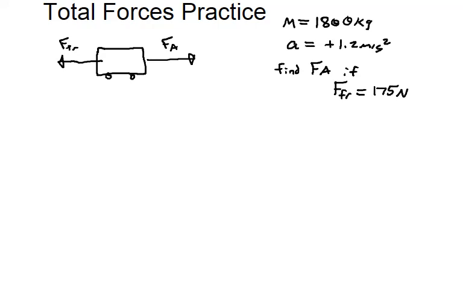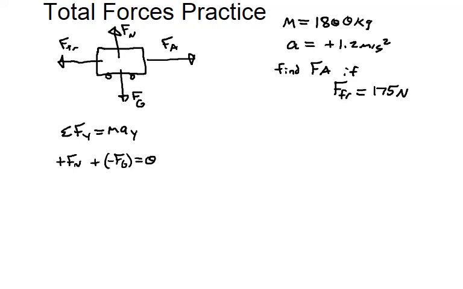All right, why don't you go ahead and try this one here. We have an 1,800 kilogram car. It's accelerating at 1.2 meters per second squared, and the force of friction is 175 newtons on this car. And we want to find out what the force applied is to make it accelerate like this. So go ahead and pause the clip and do this one like you did the last two. When you're ready to check, you can hit play to continue.